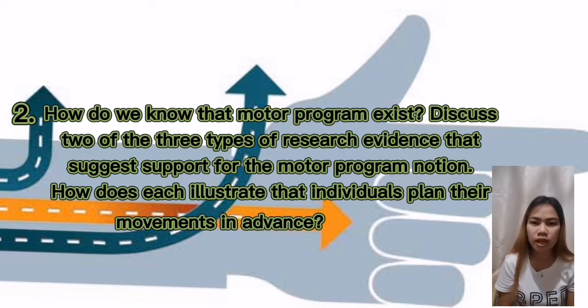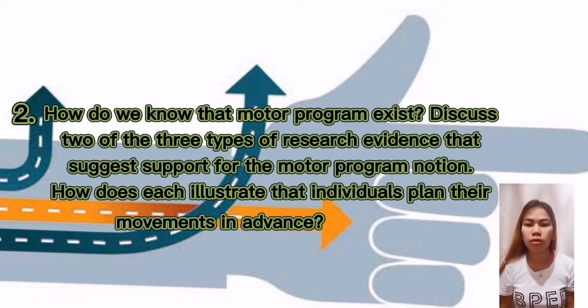Next question is, how do we know that the motor program exists? Discuss two of the three types of research evidence that support the motor program notion, and how research illustrates that individuals plan their movements in advance. So, how do we know that the motor program exists? Let me discuss the evidence that supports the existence of motor programs.